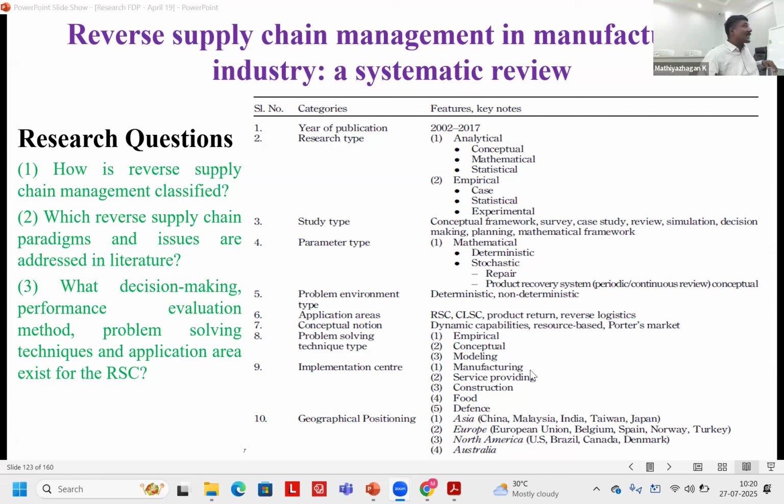What are the places we are considering here? Manufacturing, service providing, construction, food, defense. Which are the geographical positions? Asia, Europe, North America, Australia. If somebody sees this table, they will understand the entire paper structure, right or wrong? They will understand the entire information: where we have collected, why we collected, what information we are considering, everything.